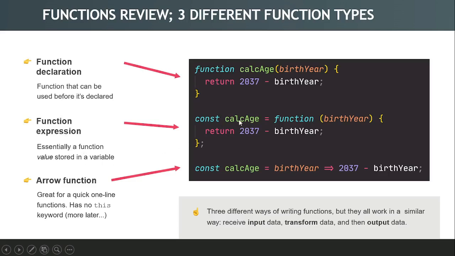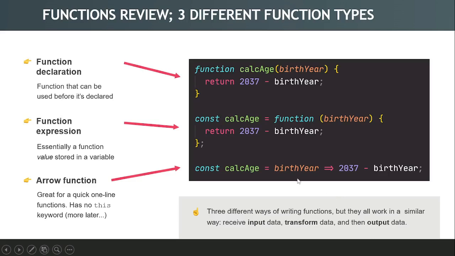And the second one is function expression, essentially a function value stored in a variable. So you store it in a variable, for instance, const calcAge is equal to function birthYear, return 2037 minus birthYear. So you can see this is the function expression. Okay, and then we have also arrow function. Great for quick one-line functions, and they have no this keyword. We are going to talk about this in later lessons. What does it mean to not have this keyword? Well, we have to bind it to this arrow function. So there are 3 different ways of writing functions, but they all work in a similar way. They receive input data, they transform data, and then they output data.